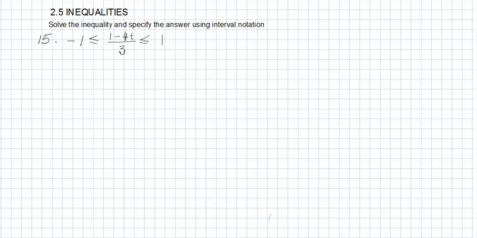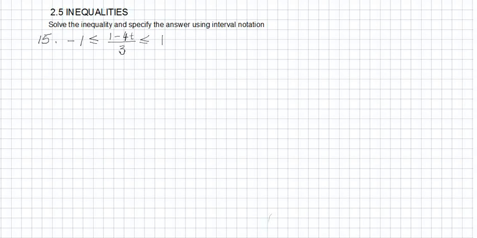So this is like solving a double inequality in one shot. It's one way to solve this, and just remember, like an equation, if you do something to one side, you have to do the same type of operation to the other side to keep the equation equal. Same thing with inequalities. With double inequalities, if you're going to do one thing to one side, you have to do the same thing to the other two sides.